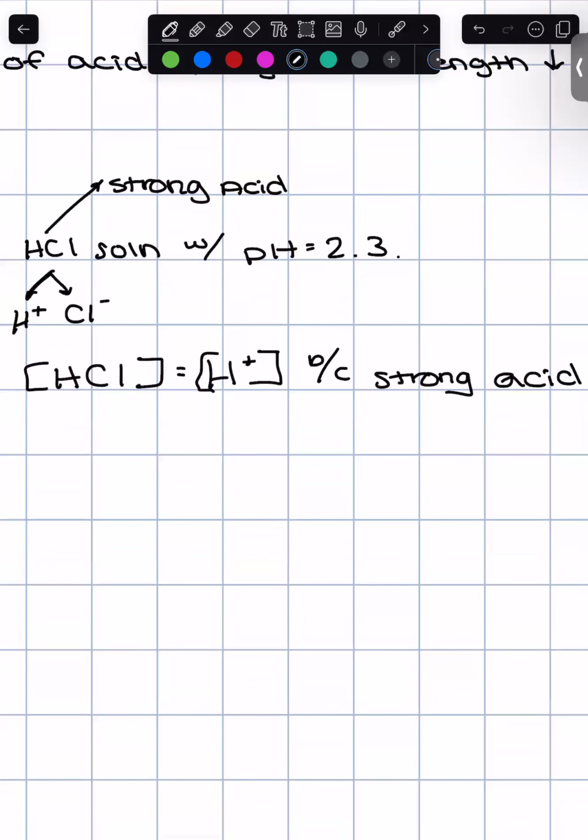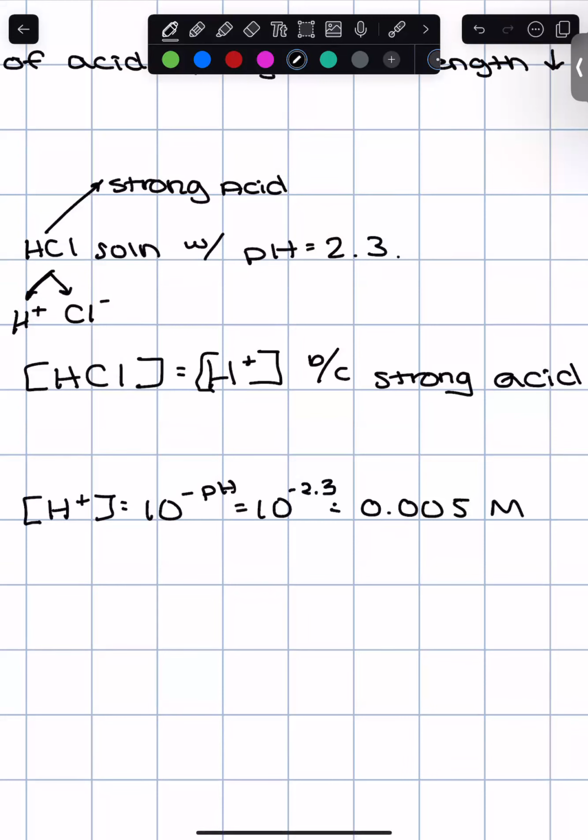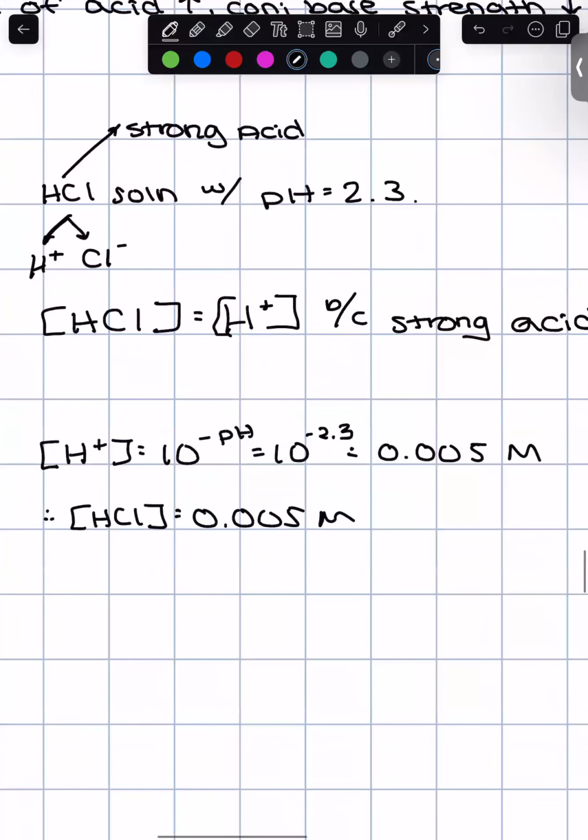So I'll actually just do this to humor you. If I need to find a concentration of H plus, I'm going to do 10 to the negative pH, which is 10 to the negative 2.3. And obviously I'm assuming 25 degrees Celsius here, but this actually works despite that. That's equal to 0.005 molar. Therefore, the concentration of HCl is equal to 0.005 molar. That's simple. Do you have questions about these equations at all?